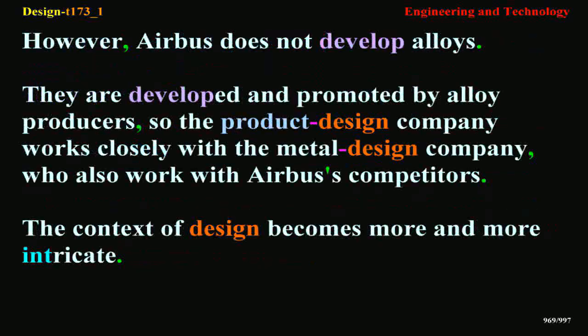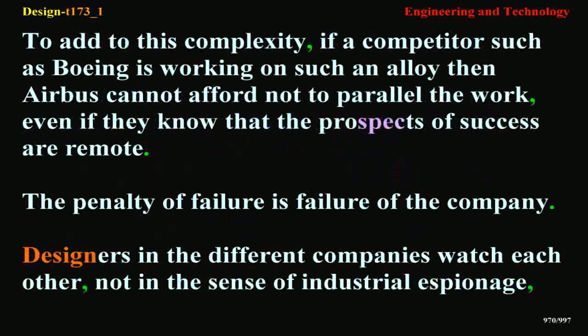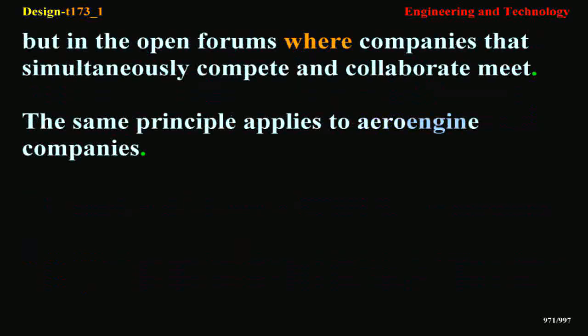However, Airbus does not develop alloys. They are developed and promoted by alloy producers, so the product design company works closely with the metal design company, who also work with Airbus's competitors. The context of design becomes more and more intricate. To add to this complexity, if a competitor such as Boeing is working on such an alloy, then Airbus cannot afford not to parallel the work, even if they know that the prospects of success are remote. The penalty of failure is failure of the company. Designers in the different companies watch each other, not in the sense of industrial espionage, but in the open forums where companies that simultaneously compete and collaborate meet.